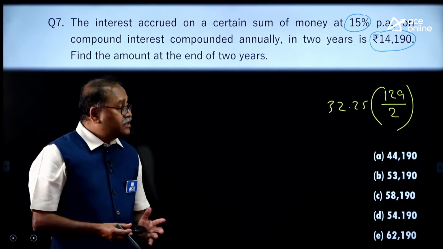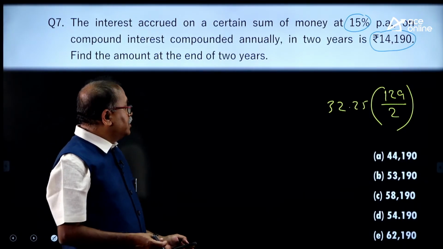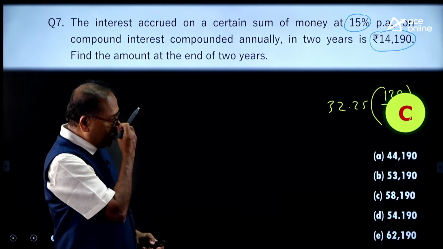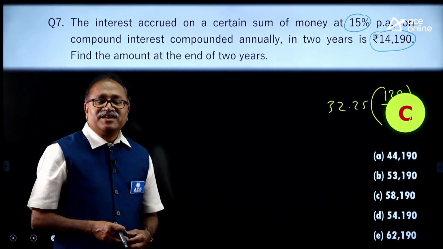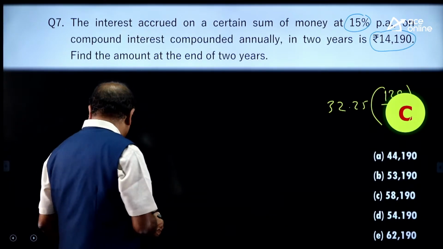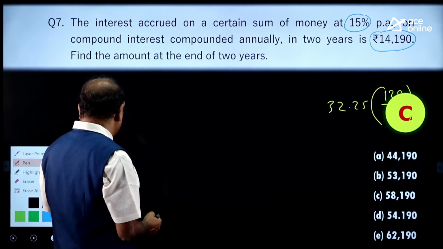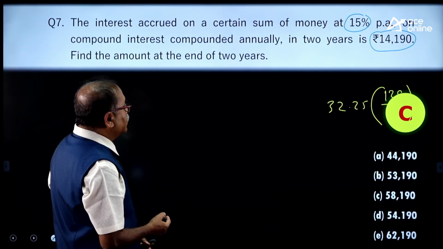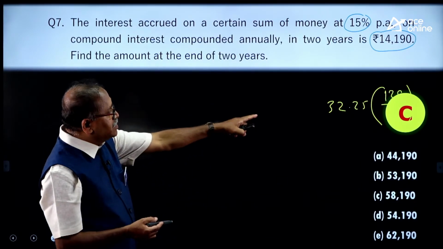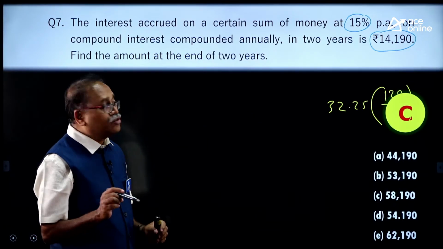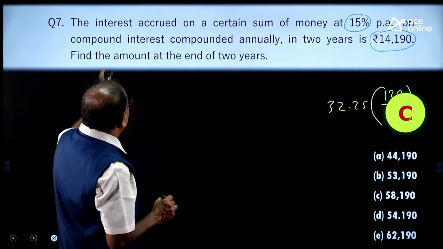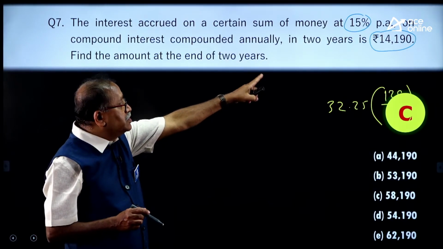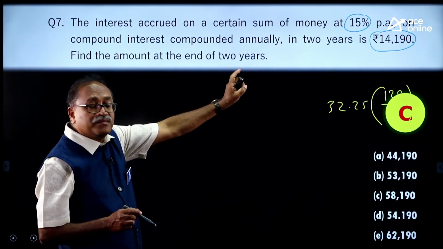Yes, your time is up and your answer is C. What is C? 58,190. Okay, what is this? Let me see over here. That is 15% per annum for 2 years, we already know 12/9 by 2%, and the compound interest annually in 2 years is already given to us, which is 14,190.